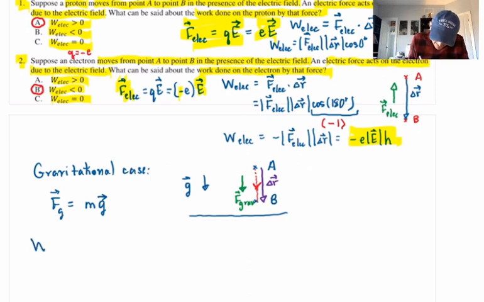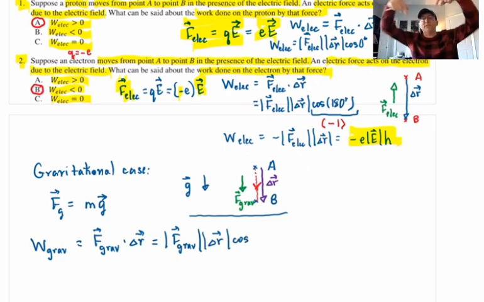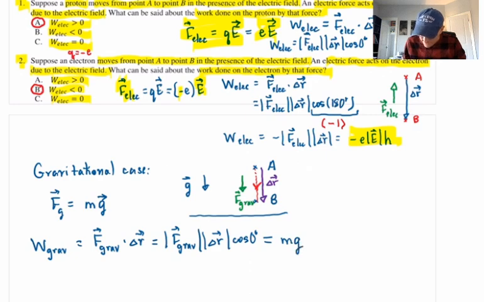So W grav is F grav dot delta R. Let's not skip any steps. Properties of scalar product: magnitude F grav, magnitude delta R, cosine of the angle between F grav and delta R. They both point downward, the same direction, so the angle between them is 0. Cosine of 0 degrees is +1. Magnitude of F grav is just m times magnitude g, and magnitude of delta R is h. And it's positive, isn't it? Good old mgh. That's the work done by the gravitational force on the mass as it goes down.